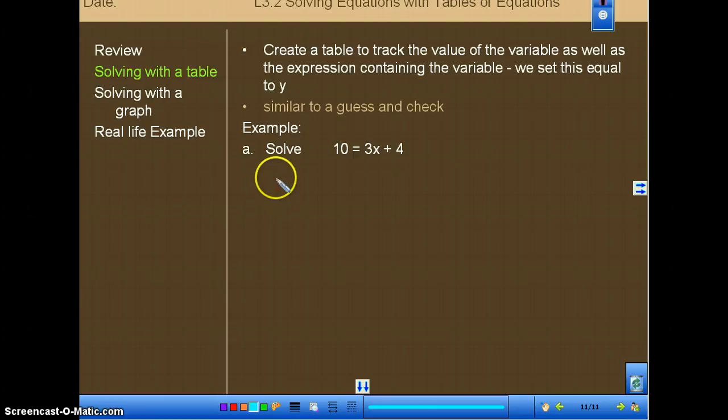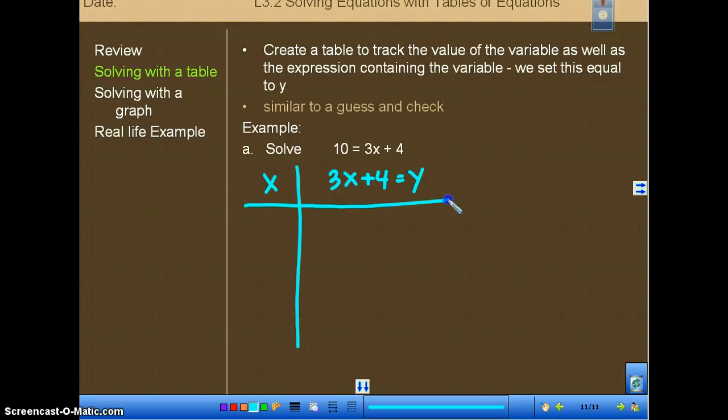So as we take a look here, we're going to use a table to keep track of the x value, as well as the 3x plus 4 value, which will be equal to y. Again, for graphing purposes, this will represent our y coordinate. Of course, we are looking for the part where the right side of our table becomes a 10, as the equation calls for. Just because it's an easy number to start with, I'm going to start with my x value being equal to 0.